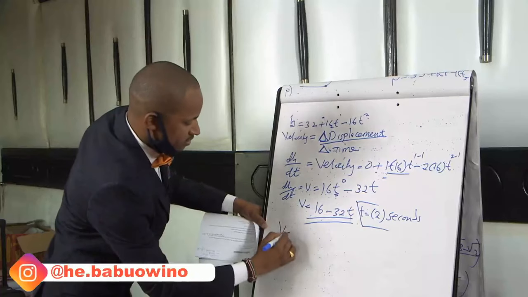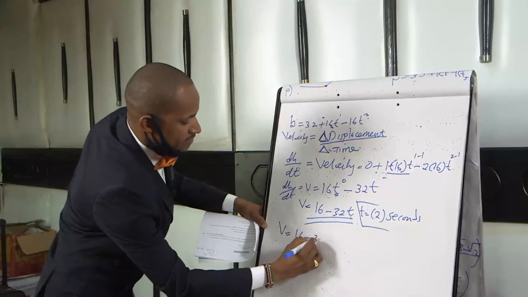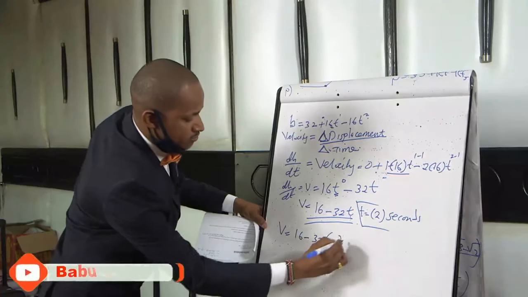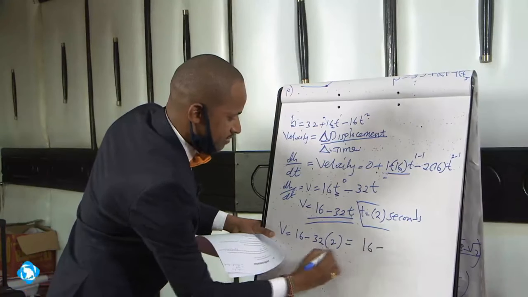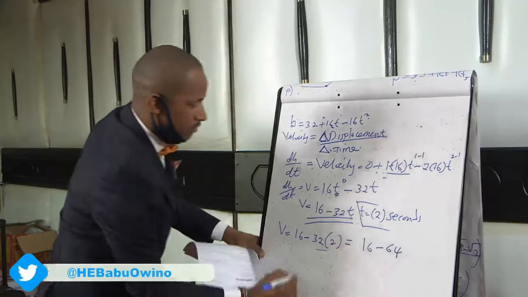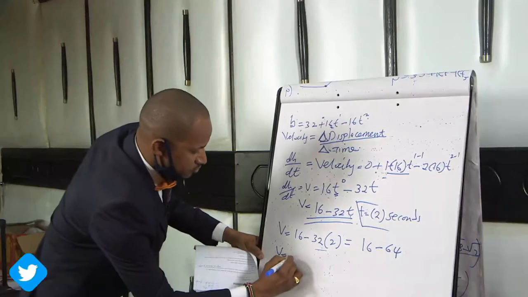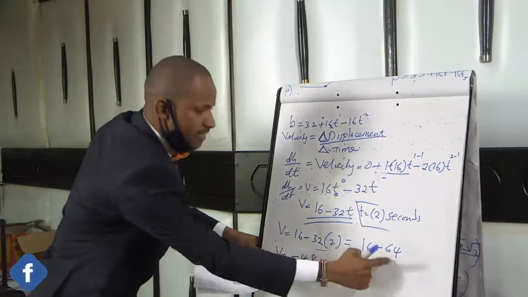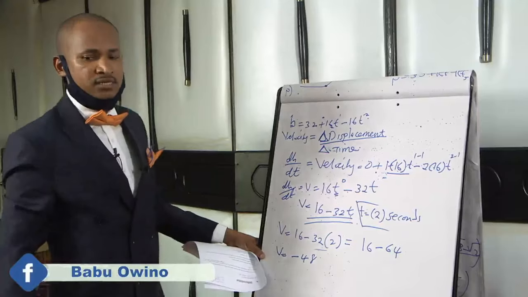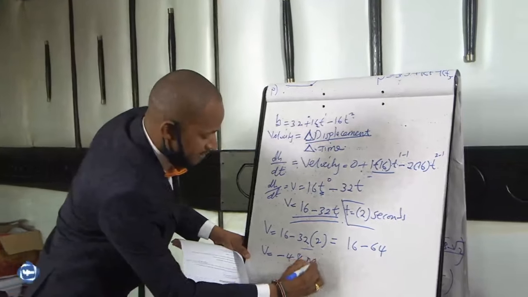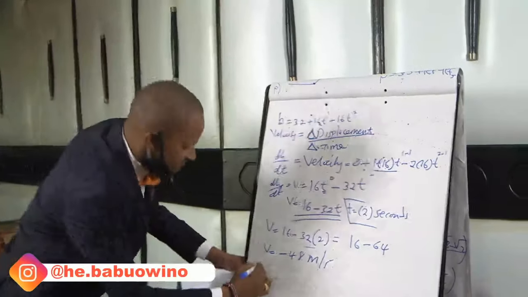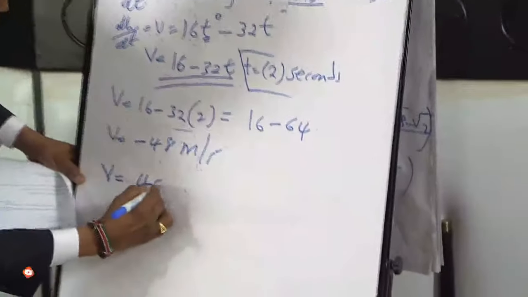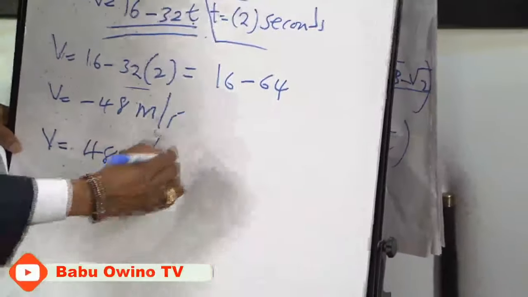Therefore, velocity is equal to 16 minus 32 times 2 seconds. You get 16 minus 64. So velocity is equal to minus 48. 16 minus 64 is minus 48 meters per second. But because it is negative, you write your answer as velocity equals 48 meters per second.